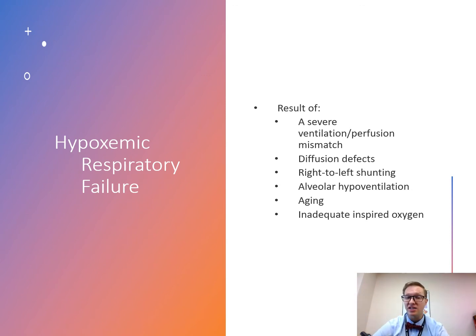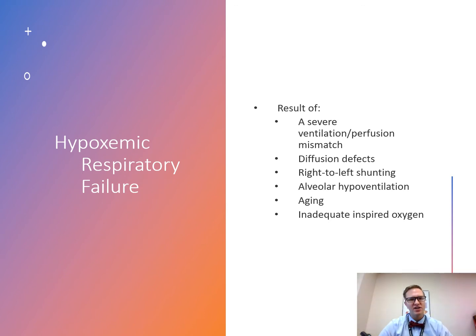Even something like aging that we talked about earlier, where the older you get, the more your alveoli desquamate. In other words, the cells slough off and you're going to have less surface area for diffusing gas into and out of the lungs. So those are all things that can happen. In theory, you could also have inadequate inspired oxygen levels, right? If you were in a hypoxic environment, a space that could easily do that as well.